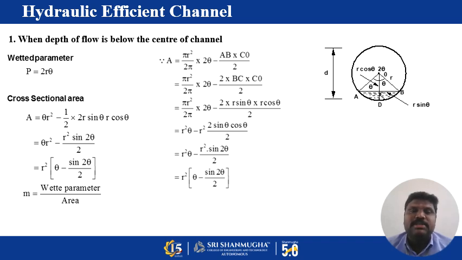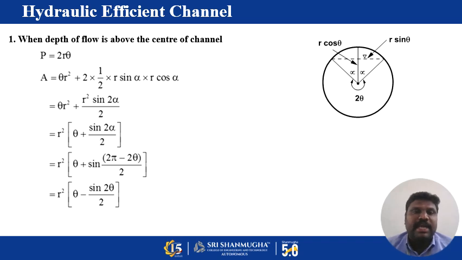If the condition is the depth of flow d is below the center of channel. The second one is depth of flow above the center of channel. The perimeter is the same for both the cases, but the area is r square into theta minus sine 2 theta by 2. So area and perimeter are the same for both the cases, but the only condition is that the depth is above and below the center of channel. Depending upon the center of channel and depth of flow, it gets varied.